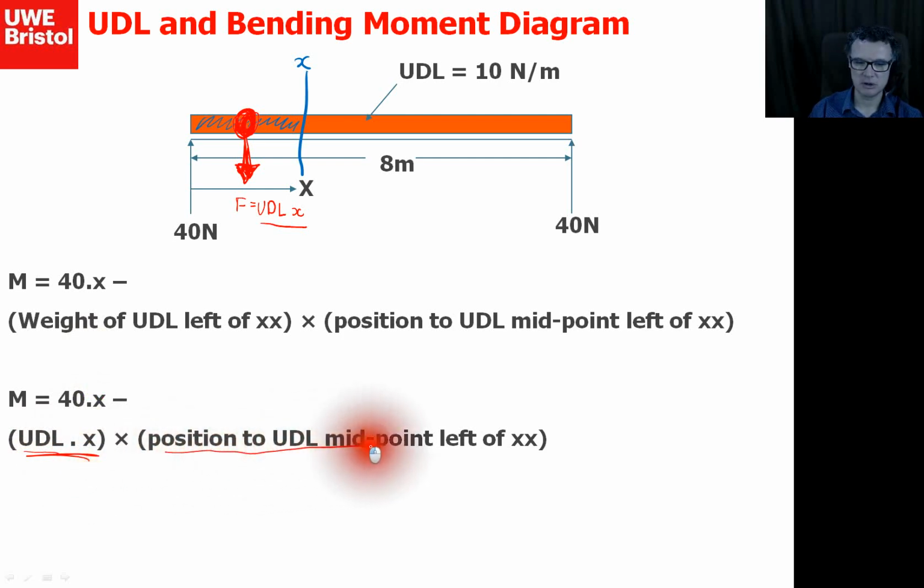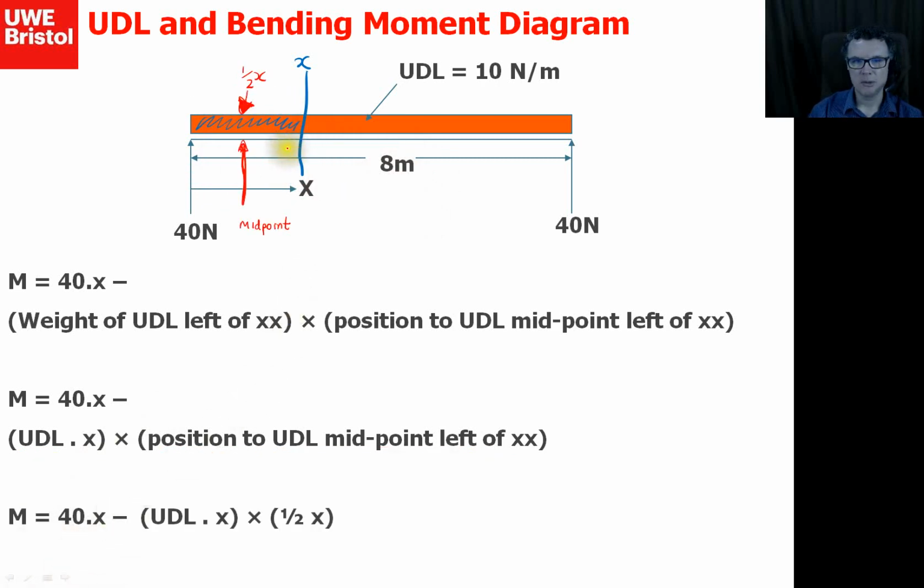What about the position to get to the midpoint of the UDL from XX? What's that going to be? Well, I know that to get from there to there is going to be x. So can we see what the value is going to be to get back from there back to here? This is the distance we're interested in. What's that distance there? The midpoint is just simply going to be x divided by two. Okay, so that's going to be that distance there that I'm interested in.